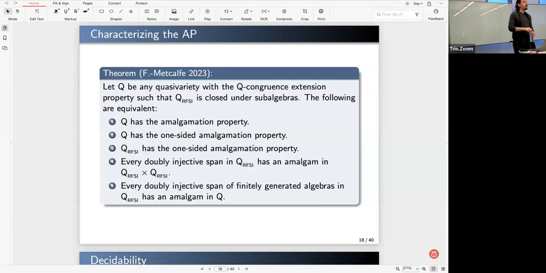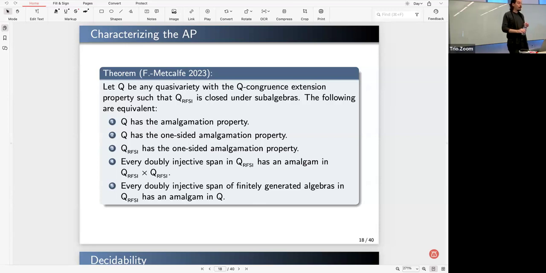Now, this turns out to give a complete characterization of the amalgamation property under some technical hypotheses. In particular, if I take Q to be any quasi-variety with the Q congruence extension property, and I assume the class of relatively finitely subdirectly irreducibles of the quasi-variety is closed under subalgebras, very closely related to something called equationally definable principal meets. It's something like having a disjunction in the corresponding logic. So it's quite commonsensical for logical purposes. If I have those hypotheses on the quasi-variety Q, then the following five things are equivalent.